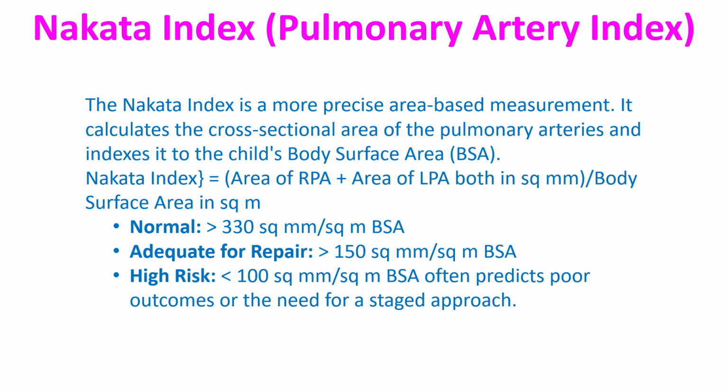Normal range is more than 330 square millimeters per square meter body surface area. For adequate repair, you need more than 150 square millimeters per square meter body surface area. If it is less than 100 square millimeters per square meter body surface area, it often predicts poor outcomes or the need for a staged approach.